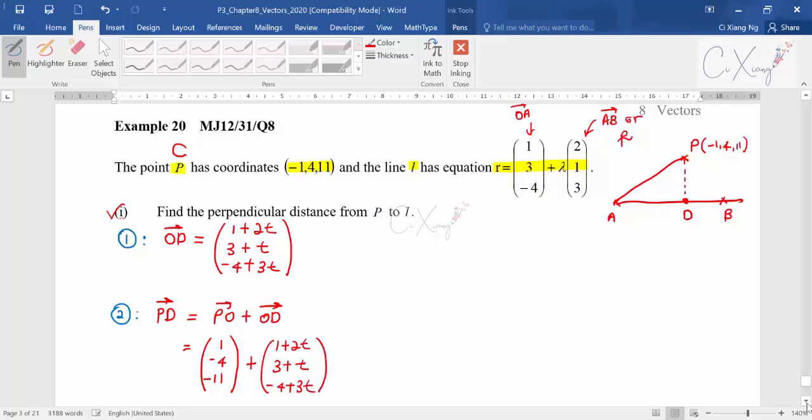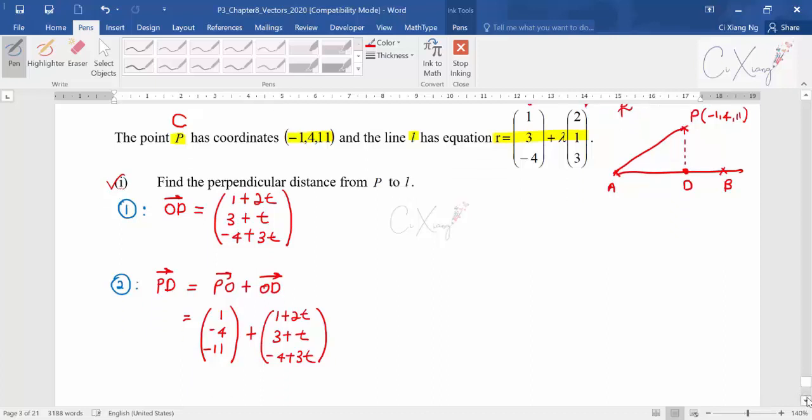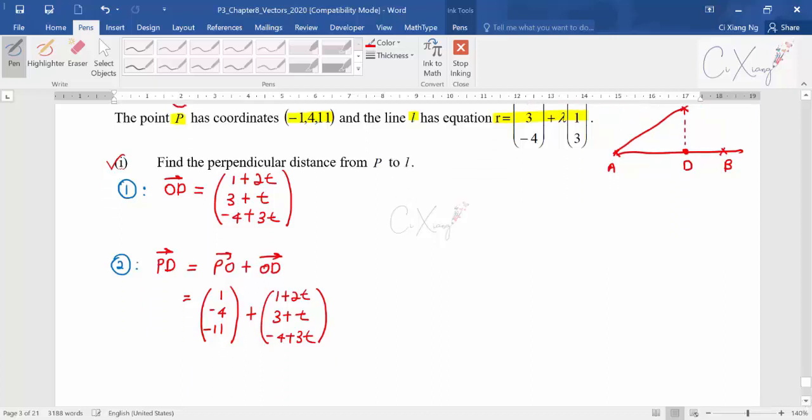Okay, so if I continue further from here, what will I get? When you simplify PO plus OD, your PD should equal (2 plus 2t, -1 plus t, -15 plus 3t).